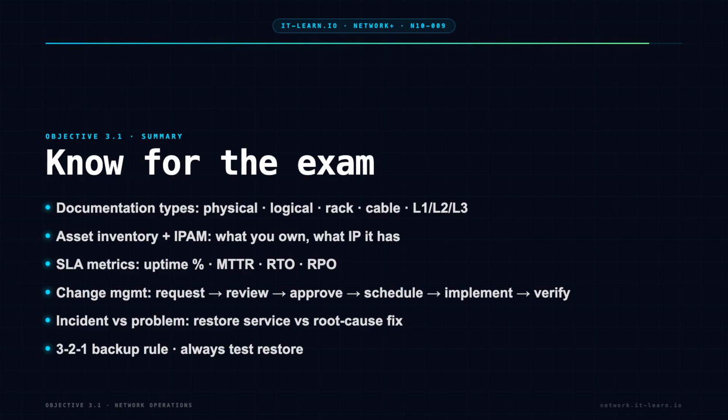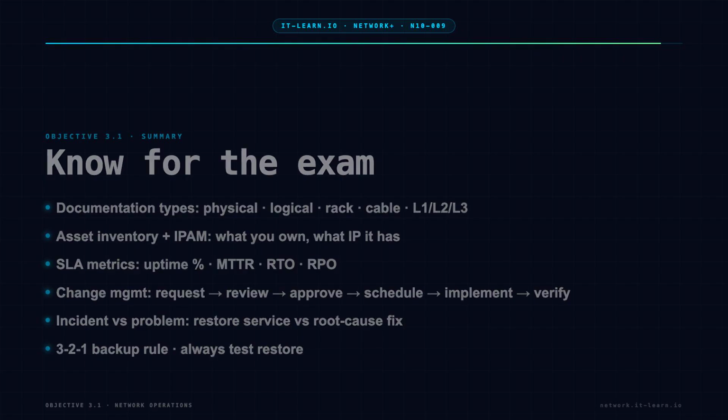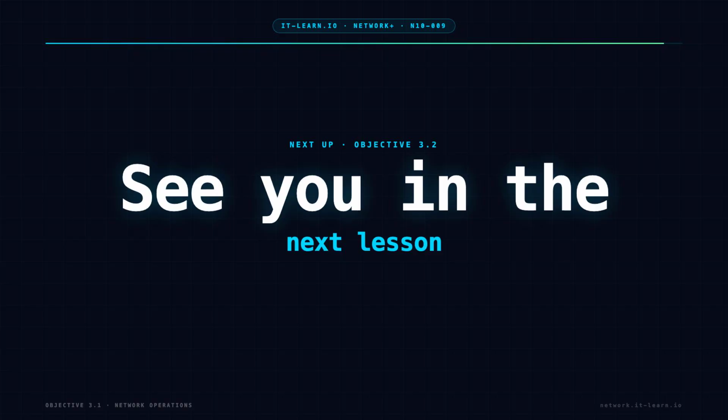Let's review. Effective network operations require comprehensive documentation, including physical and logical diagrams, asset inventories, and IPAM. Organizational processes like change management, configuration management, incident management, and problem management provide structure and consistency. Network monitoring and baselines help detect and diagnose issues quickly. SOPs ensure consistent execution of routine tasks.